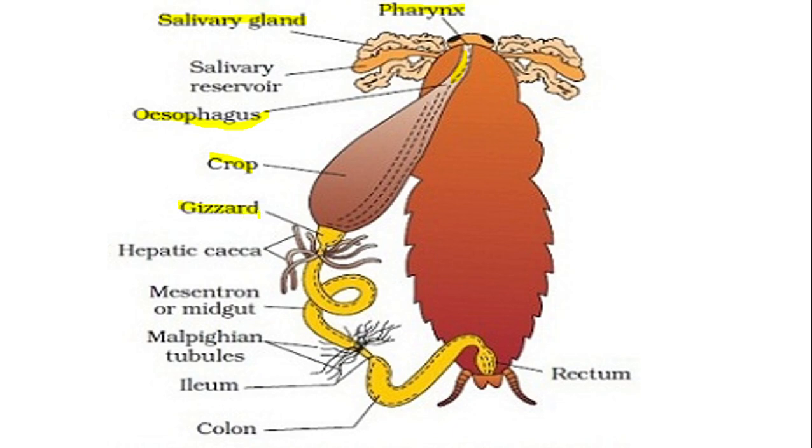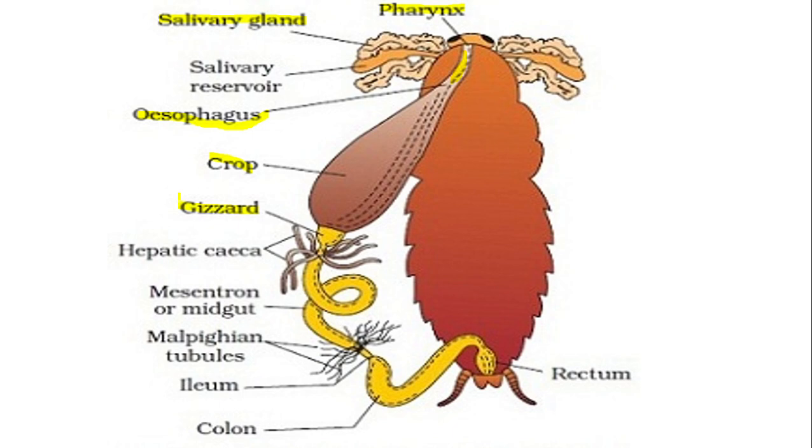The food that was temporarily stored in the crop then moves towards the next point, the gizzard, where the grinding of food takes place, and the gizzard is also called the proventriculus. So these are the main parts of the foregut. The first is the mouth, second is the pharynx, then the salivary glands, then the esophagus and crop, and the last part is the gizzard.